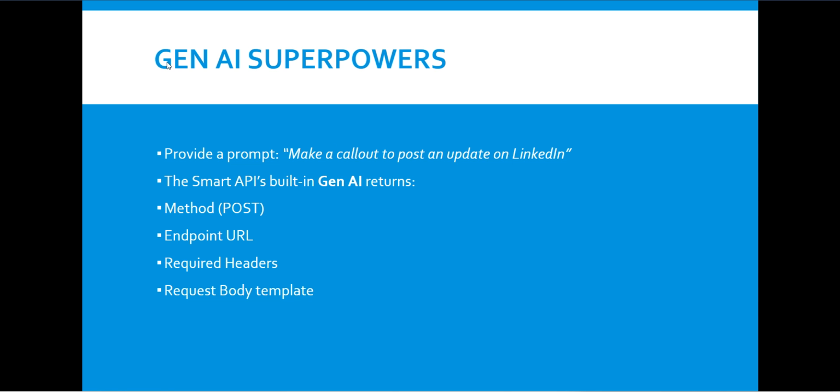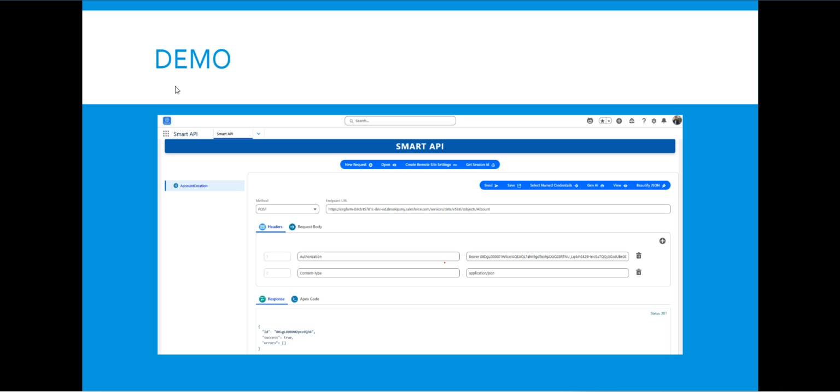And let's discuss this GenAI. I'll just provide a prompt saying that I want to make a callout to post an update on LinkedIn. So I'm going to pass this prompt to the LLM. The LLM will return what all the headers are, what the request body is, and what methods are required to make that callout. So let's go into the demo part now.